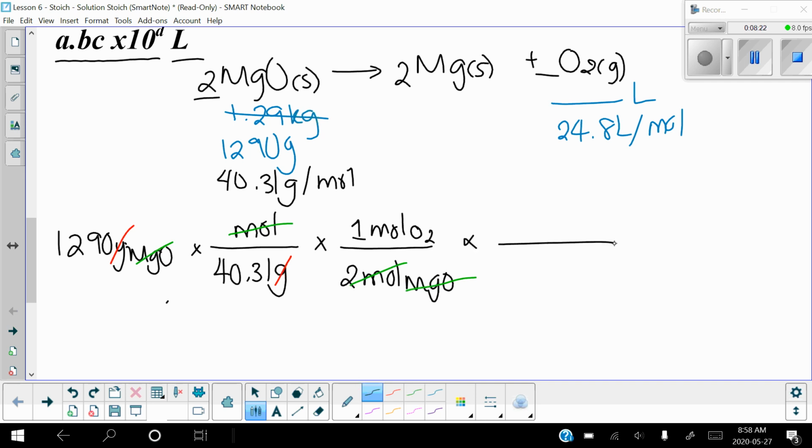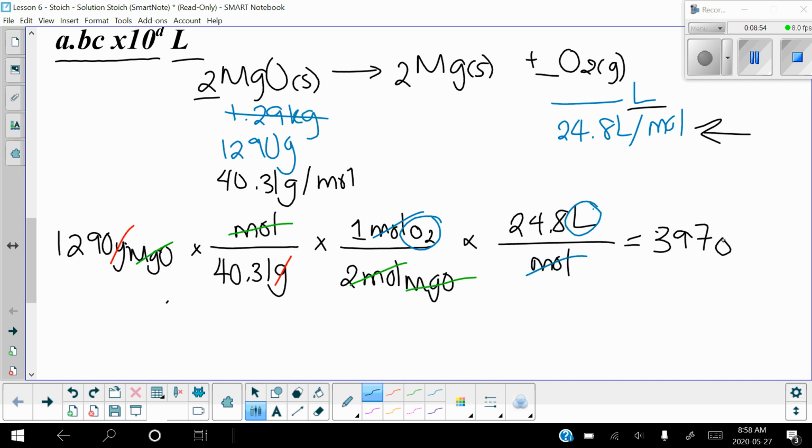Lastly, we are looking for liters of oxygen. So we're not going to use molar mass. We are now going to use our molar volume. So I'm going to multiply by 24.8 liters over mole. Mole and mole cancel out, and I'm left with liters of oxygen, giving me a final answer of 397 liters of oxygen gas.